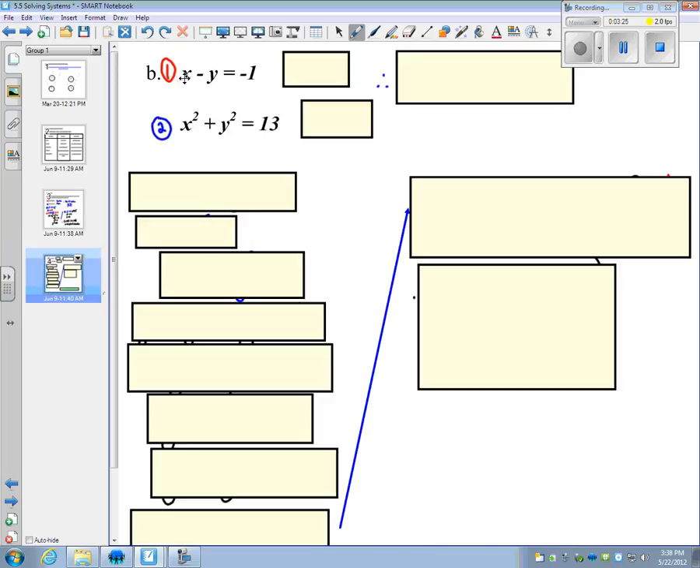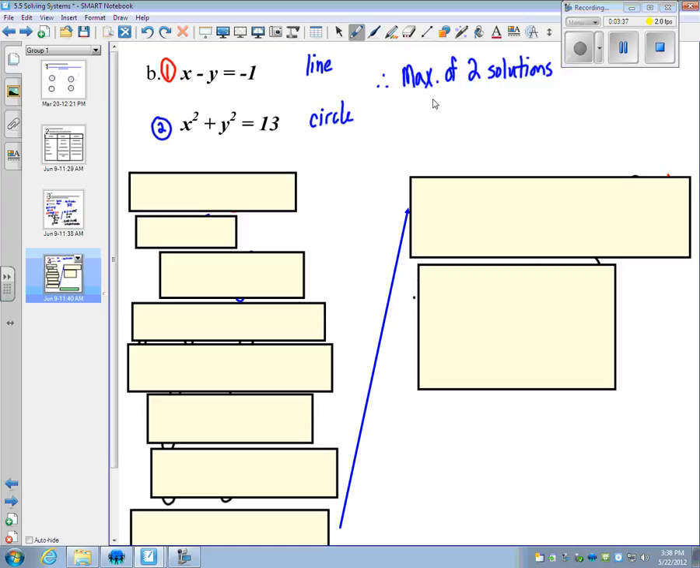This one is obviously going to be a line because there are no squared terms at all. And in this one, my A and my B are the same, so that's a line and a circle. So how many ways can a line and a circle intersect each other? A maximum of 2 times. Looking at this, I am going to take equation number 1 and solve it for x. I also could have solved it for y. There's more than one way to solve these.